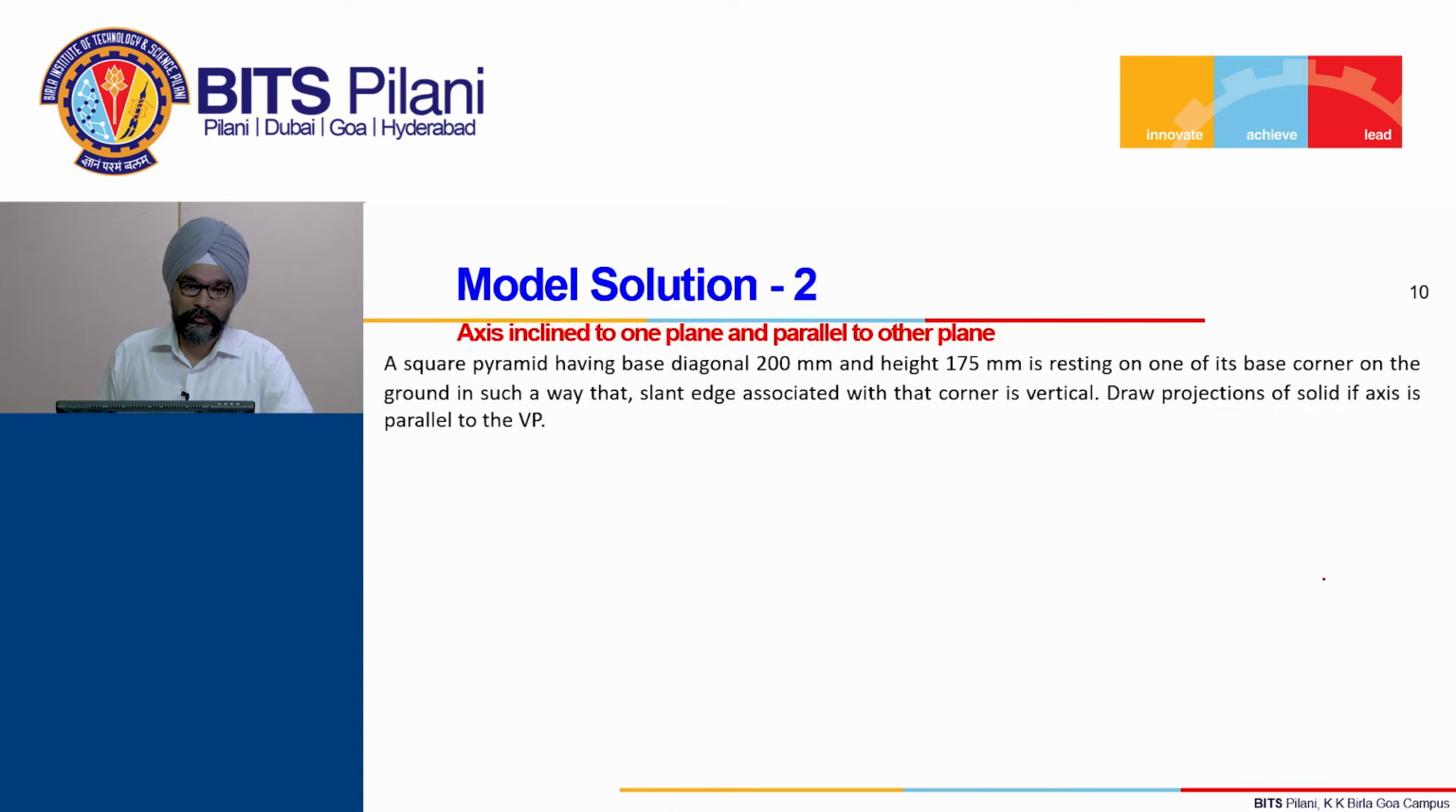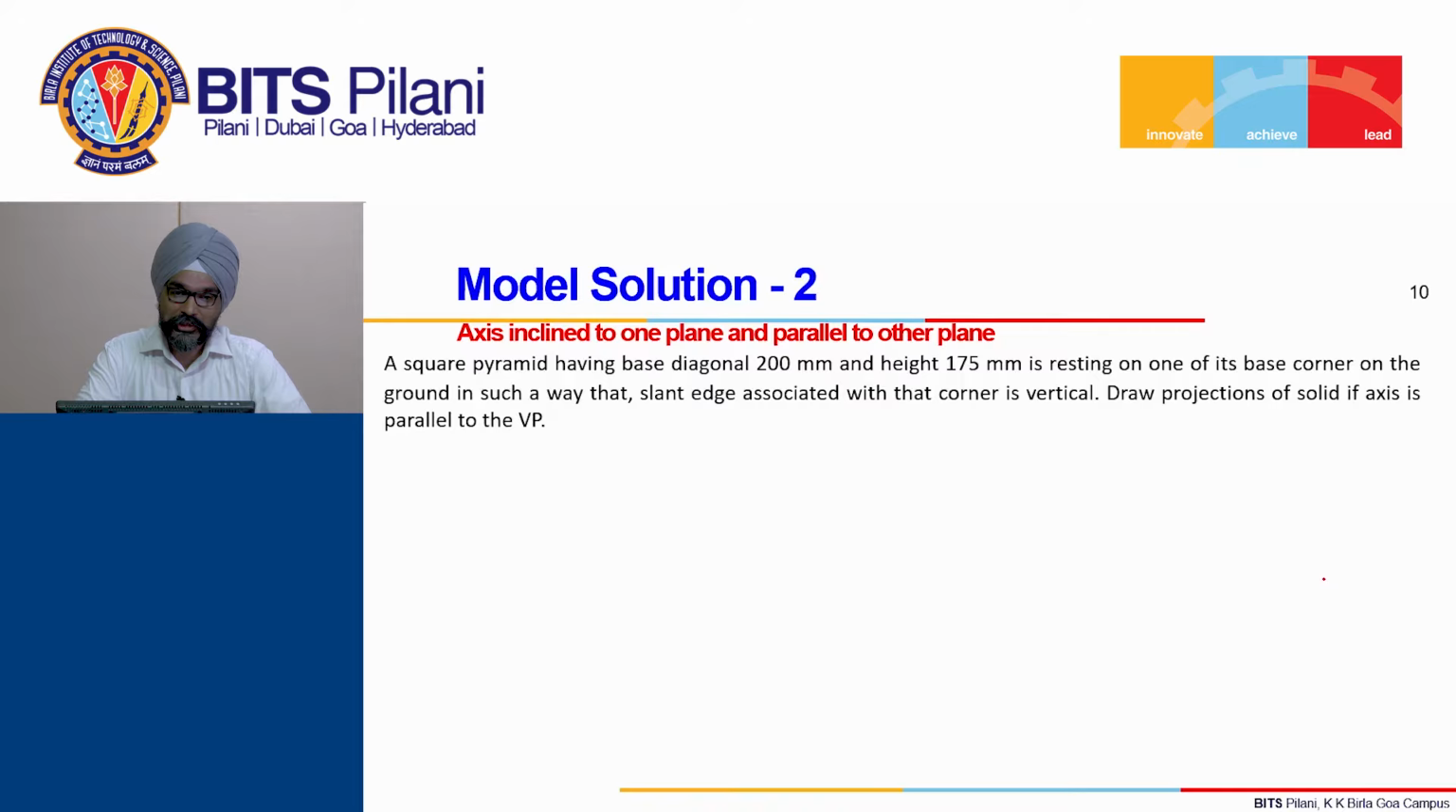So, now we take model solution 2. Here again the axis is inclined to one plane, and here that plane is VP. You can see the square pyramid. It is resting on one of its base corners on the ground in such a way that the slant edge associated with that corner is vertical.